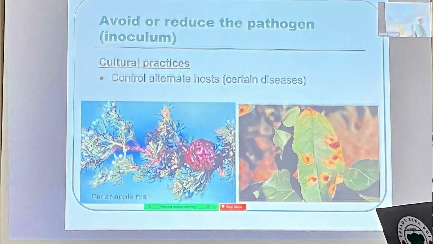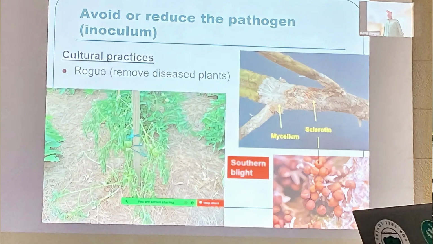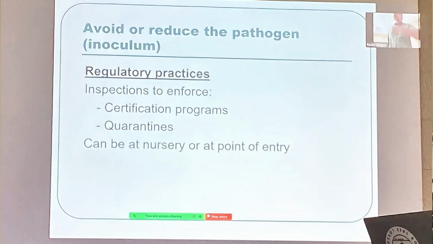Avoid or reduce the pathogen. Cultural practices: control alternate hosts of certain diseases. Avoid or reduce the pathogen. Cultural practices: rogue, remove the diseased plants. Avoid or reduce the pathogen. Regulatory practices: inspections to enforce certification programs. Quarantines can be at nursery or point of entry.